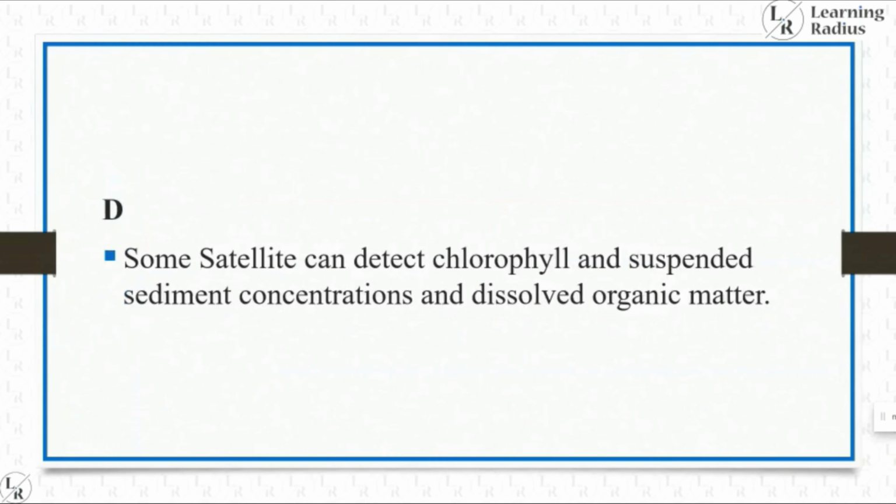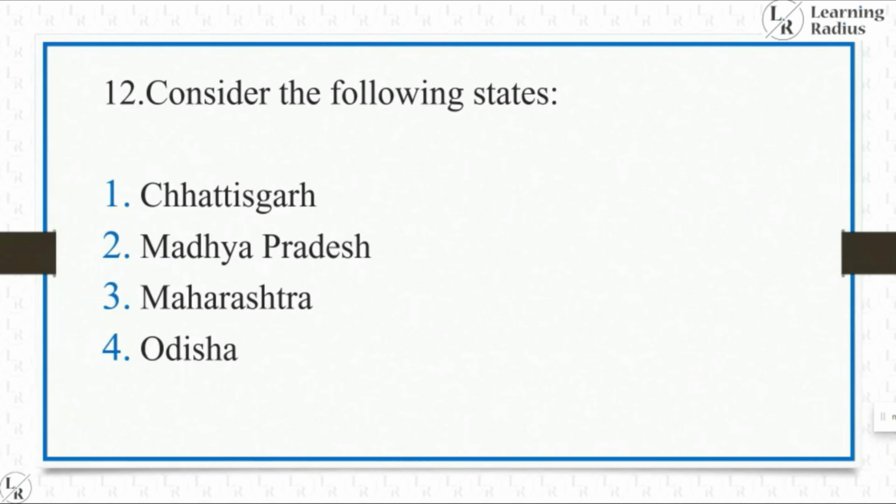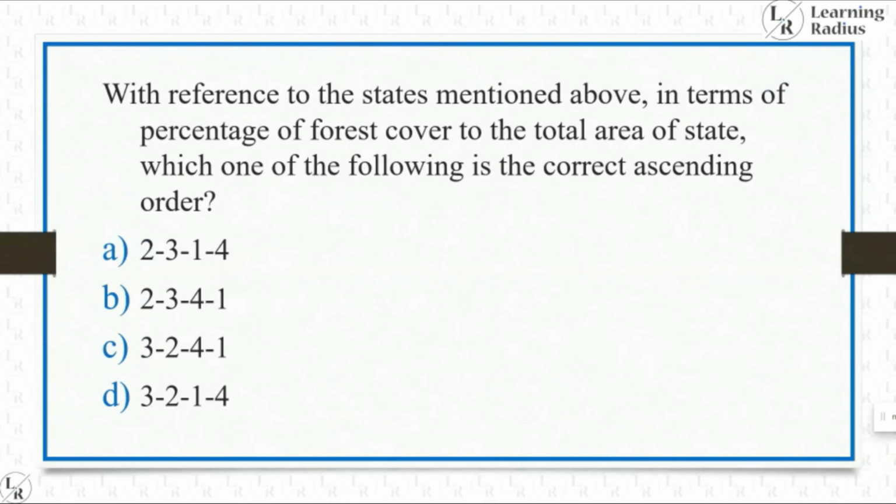Let's come to the next question. Consider the following states: Chhattisgarh, Madhya Pradesh, Maharashtra and Odisha. With reference to the states mentioned above, in terms of percentage of forest cover to the total area of the state, which one of the following is the correct ascending order? 2, 3, 1 and 4; 2, 3, 4 and 1; 3, 2, 4 and 1; 3, 2, 1 and 4.